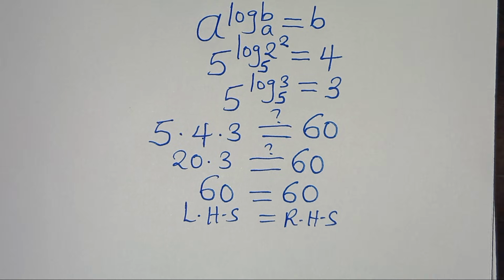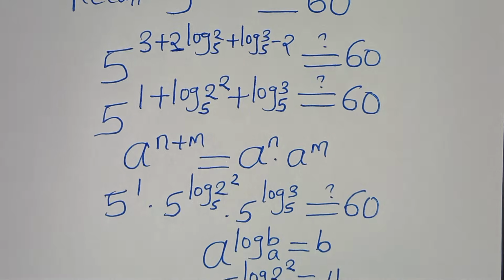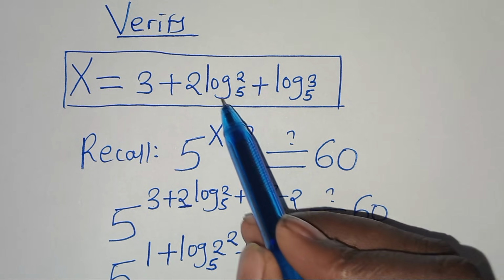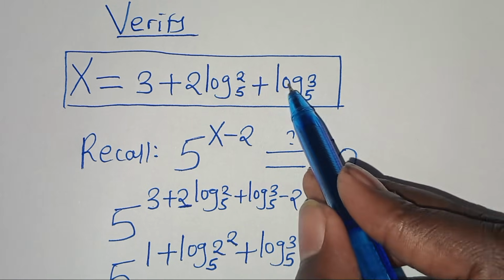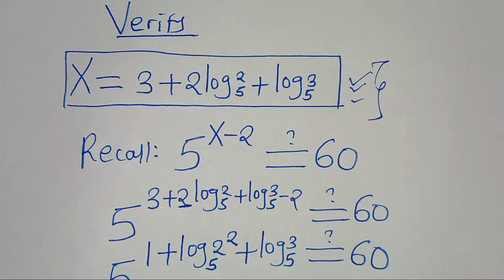And this implies that the value of x here, which is equal to 3 plus 2 log 2 to base 5 plus log 3 to base 5, actually satisfies the equation.